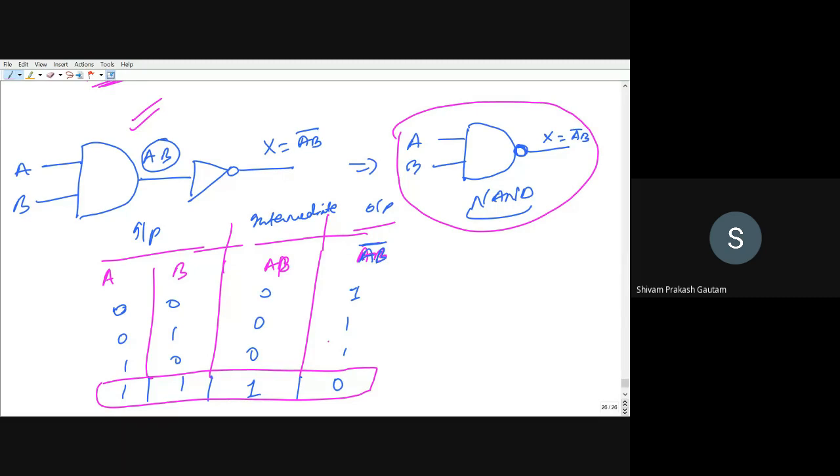Good morning, sir. Can we define logic gates on the basis of their efficiency? Accuracy is not included here. No, we cannot define logic gates based on accuracy.